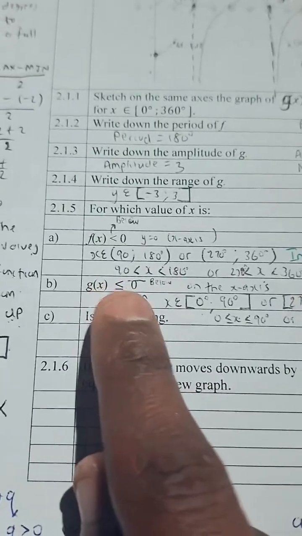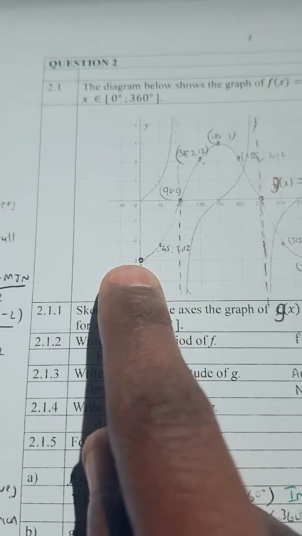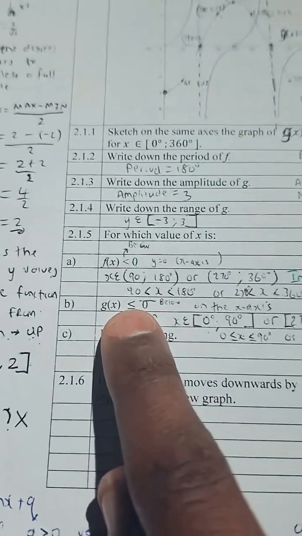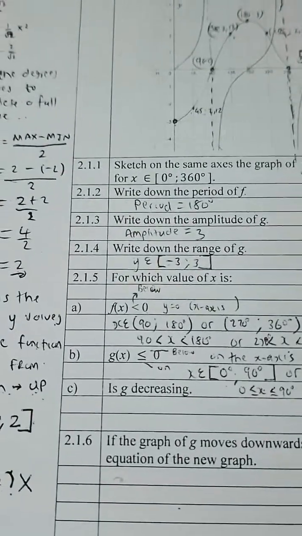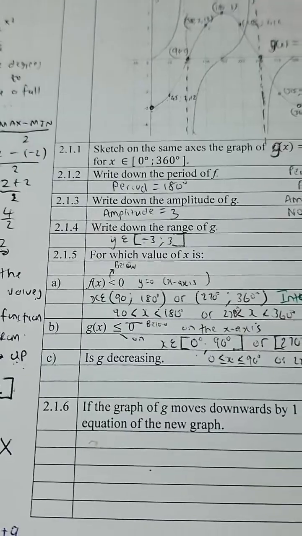Because remember, anything that's less than 0 is what? Is negative. So when x is 0, the y value is actually negative, which satisfies this condition. Because anything that's below 0 is negative. Okay?